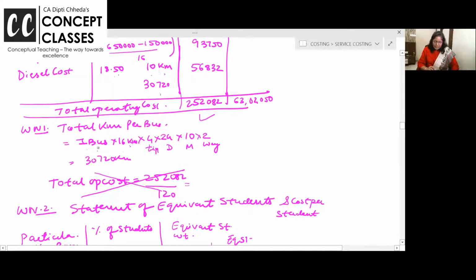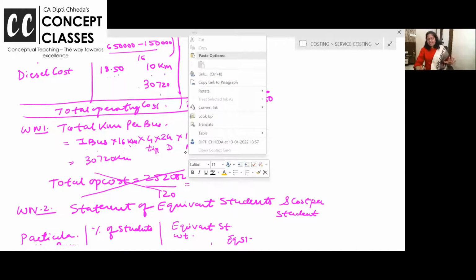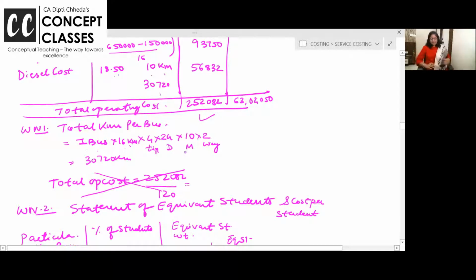And how do you get kilometers? One bus is going 16 kilometers, 4 trips. सीनियर को ले जाके छोड़ते हैं, फिर जूनियर को ले जाके छोड़ते हैं, फिर जूनियर हाफ डे वापस ले जाके छोड़ते हैं, फिर सीनियर. So 4 round trips, so multiply by 2, and it is operating 24 days and 10 months. इसी कैलकुलेशन में गड़बड़ होती है.